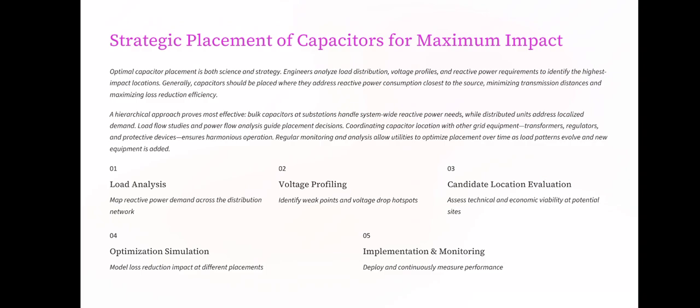Ensure harmonious operations. Regular monitoring and analysis allows utilities to optimize placements over time as load patterns evolve and new equipment is added. Load analysis.